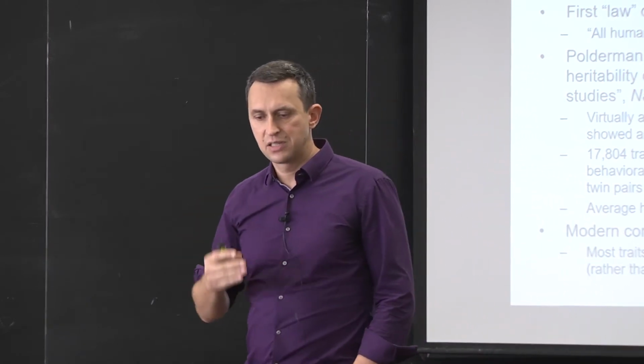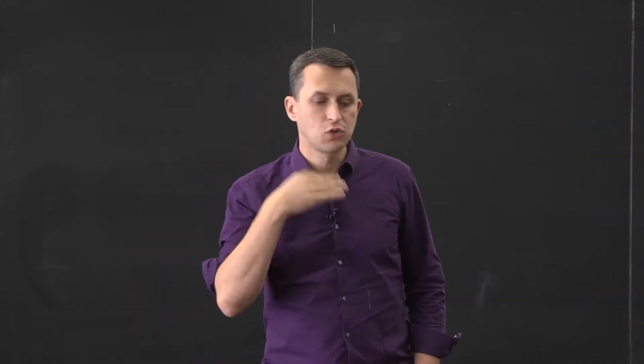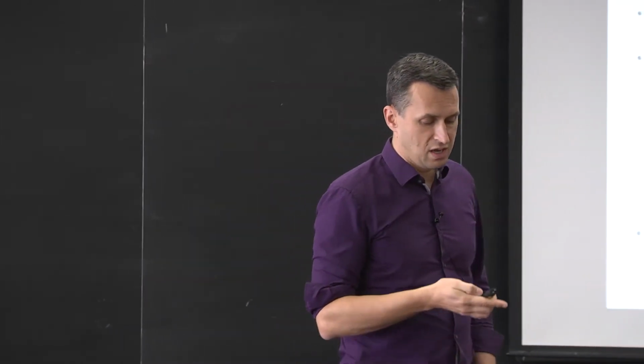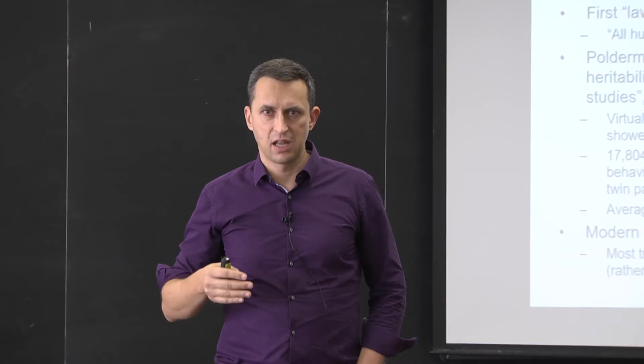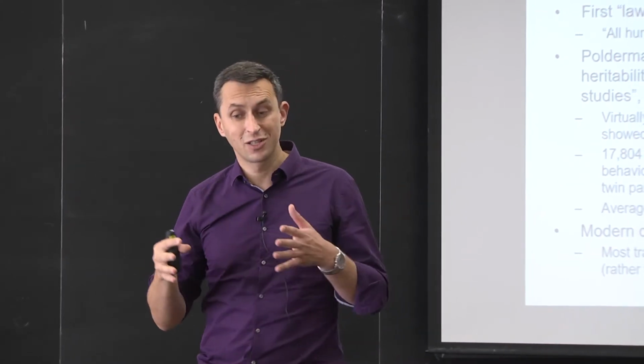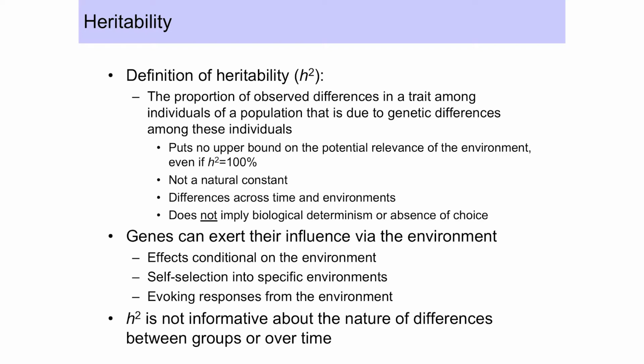And very importantly, the estimates that we're getting from all these various statistical methods, not only the twin method, but also methods that use genome-wide data, they're dependent on the environments in which people are being sampled. They depend on the specific sample that we're selecting. So the modern consensus is actually that most traits result from a very complex interplay of nature and the environment rather than either one of them separately or isolated from the other. So heritability technically just refers to the proportion of observed differences in a trait among the individuals of a population that is due to genetic differences among these individuals.